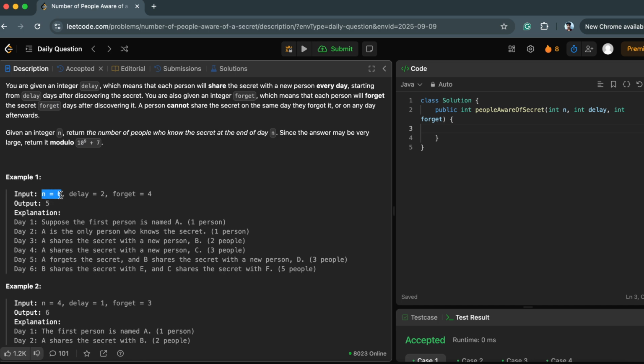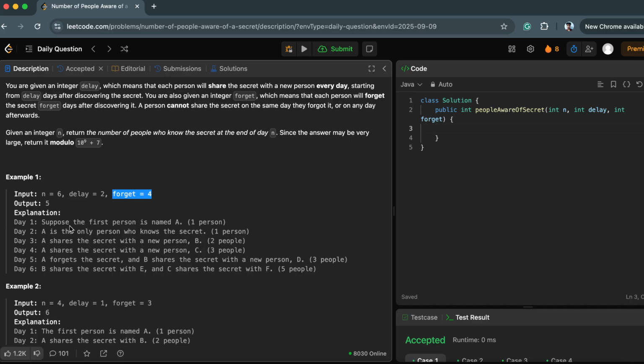So here n is basically 6. That means in total we have 6 days and there is a delay of 2. So every person after 2 days will start sharing the information with another new person. And here the forget is basically 4. That means on the fourth day onwards, the person who started sharing the information will forget it. Whatever information he was spreading, he will forget it after the fourth day onwards.